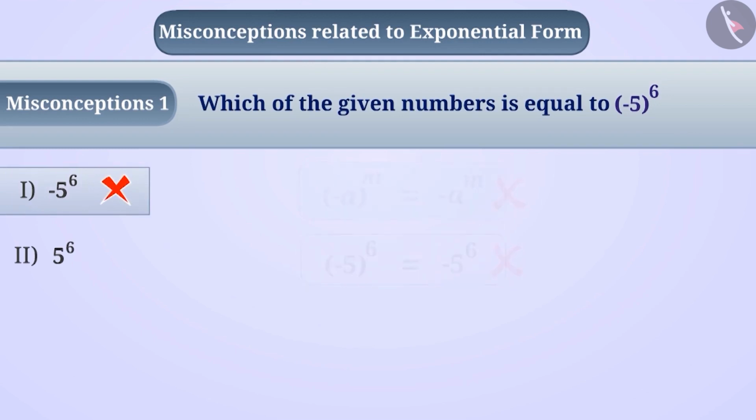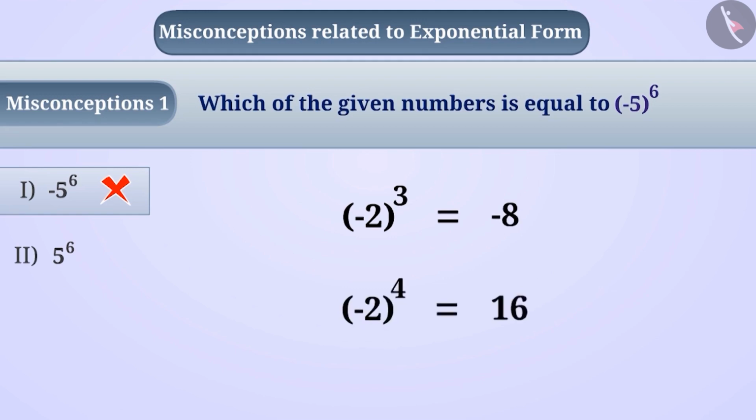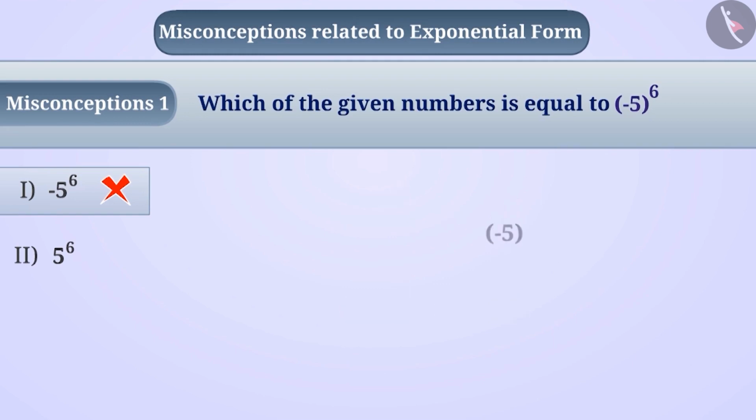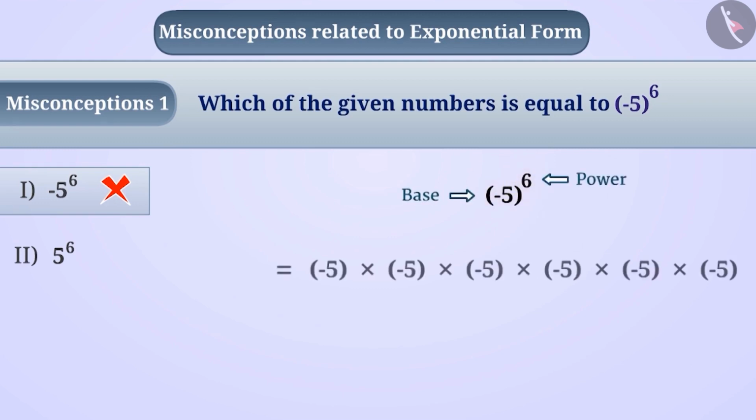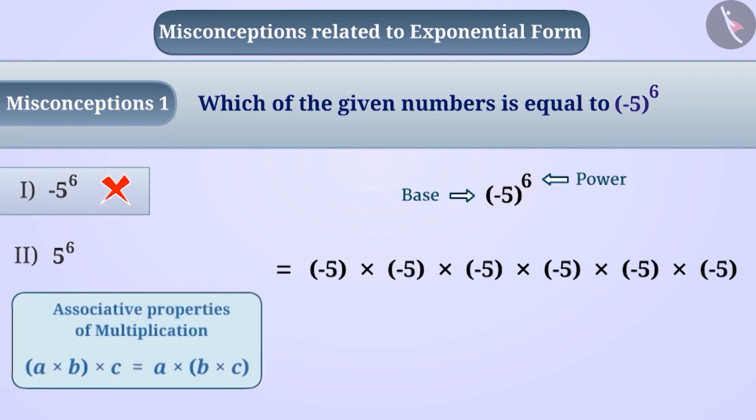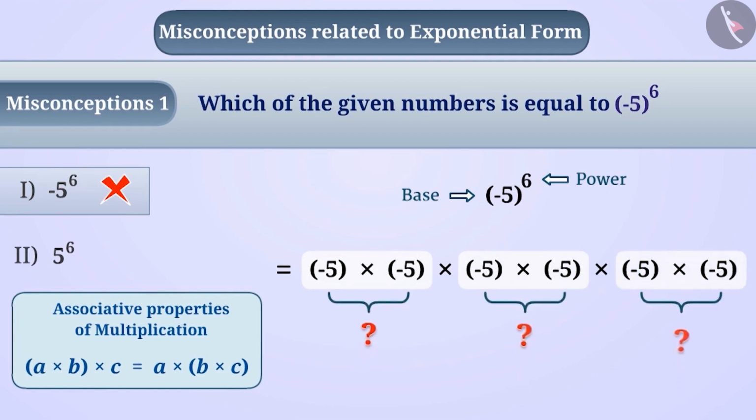The correct understanding is that if the exponent of a negative number is an odd number, the result is a negative number. But if the exponent of a negative number is an even number, the result is a positive number. Let's understand this. Minus 5 raised to the power of 6 has minus 5 as base and 6 as its power. We can represent it as, using the associative property of multiplication, let's group them in this way. Can you tell what will be the result of multiplication of each group? Think for a while.